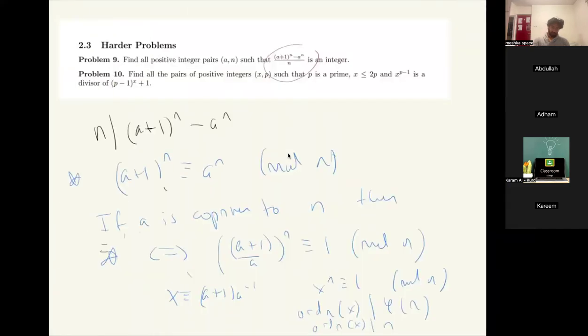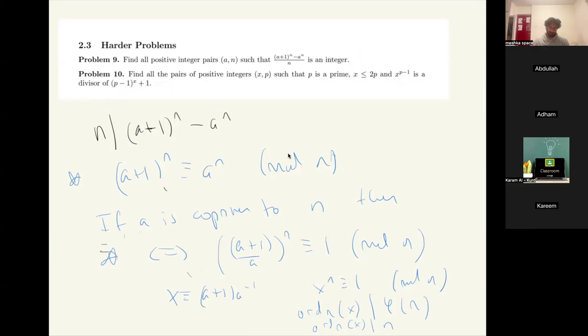So, okay, I guess before we break, I want to do this last problem. I think it's maybe similar to the previous problem, but it's very nice. So what is this problem? You want to find again all pairs of positive integers with p now prime such that x to the p minus 1 divides this one, and we have this weird assumption that x is less than or equal to 2p.